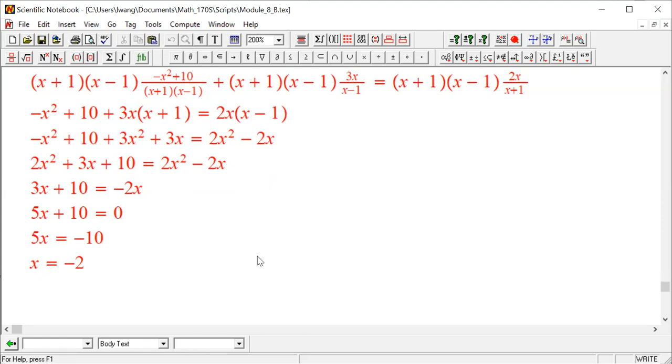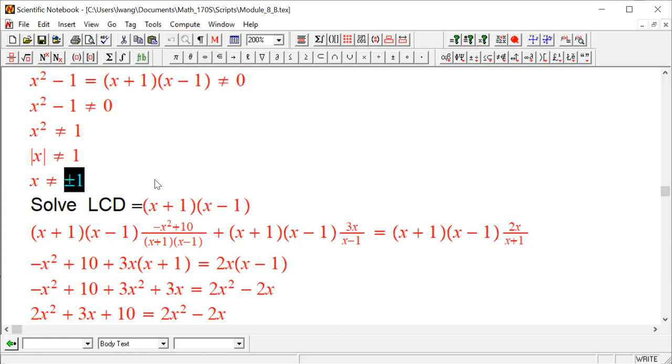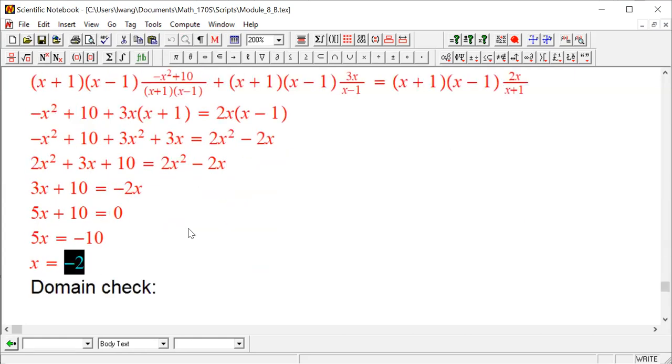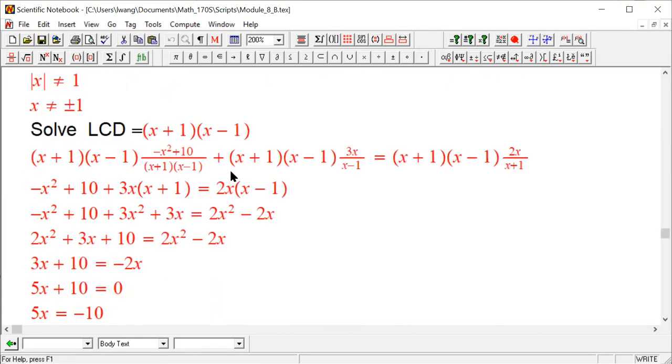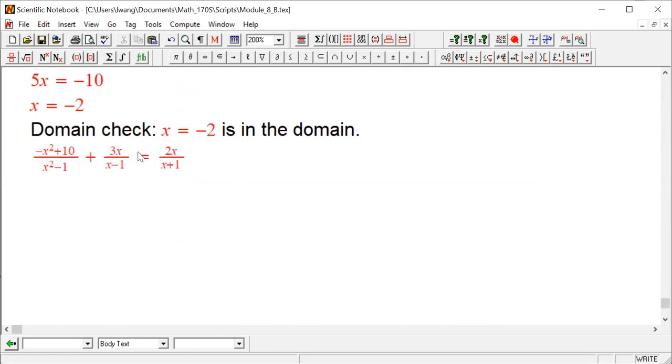Once we get to this point, the first thing we do is a domain check. Our domain is x cannot equal negative 1 or positive 1, and x equals negative 2 is certainly in the domain. The second check, ideally, is to go back to the original equation and check the left-hand side and the right-hand side with the number negative 2.